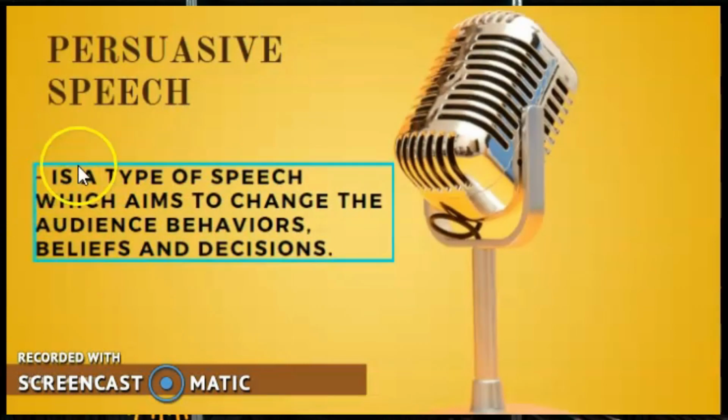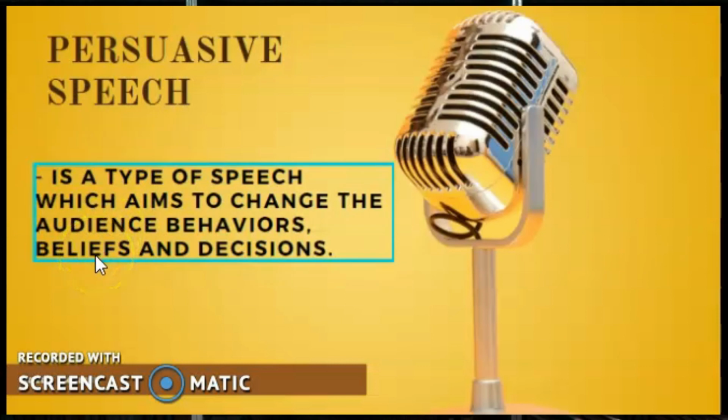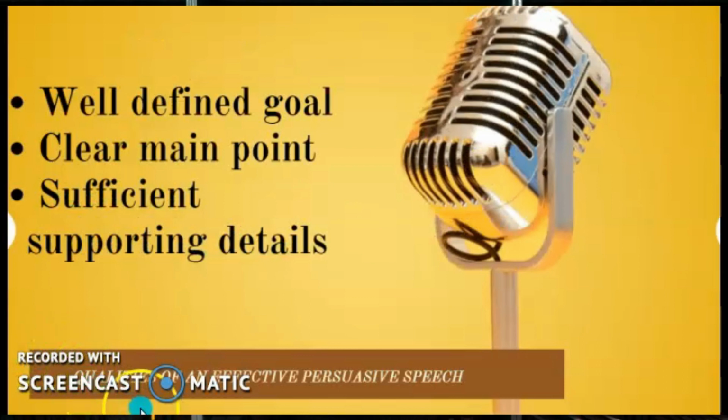So as a recap, when we say persuasive speech, that is a type of speech which aims to change the audience's behavior, beliefs, and decisions. An example for this kind of speech are the politicians and the sales clerks, in which they are convincing us to buy their products and to vote for them. So here are the qualities of an effective persuasive speech.